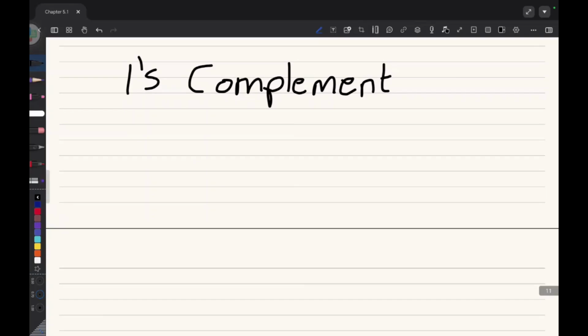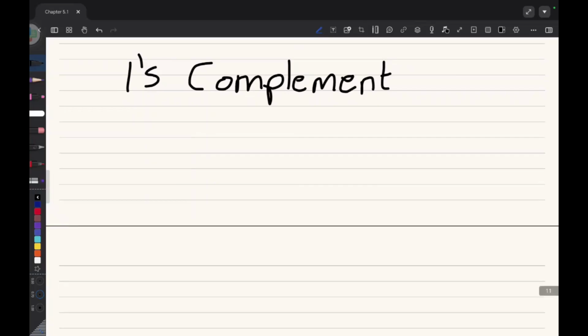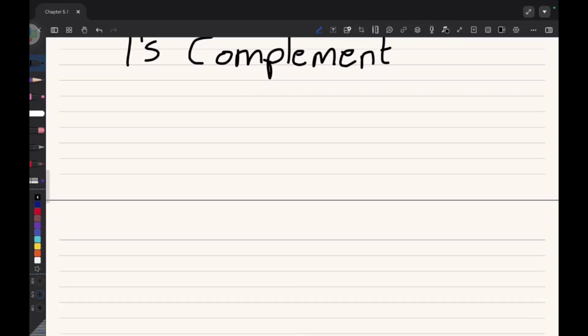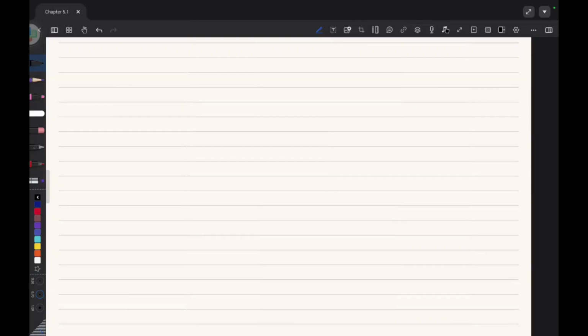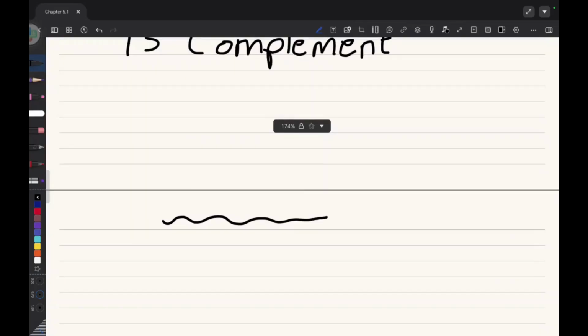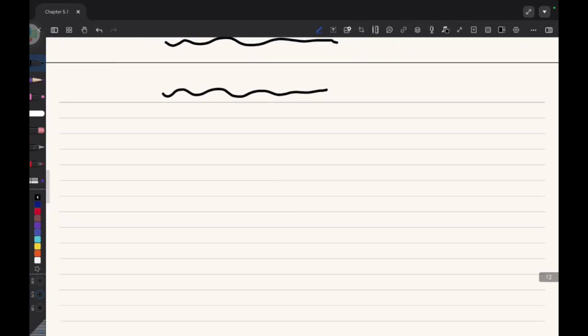Okay, now in ones complement, it may happen that they give you two binary numbers which you have to subtract. It may happen that they give you two binary numbers so that you can subtract one from the other. Let's say they say subtract this number right here from the one that's above. For argument's sake, I'm just going to pick random numbers.